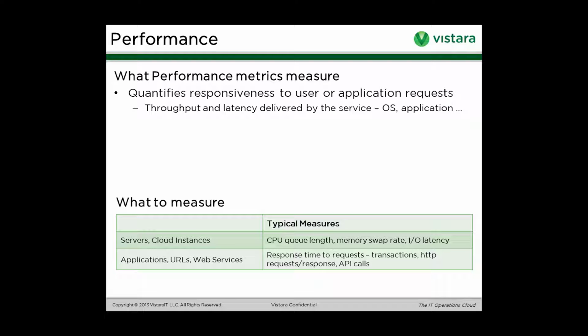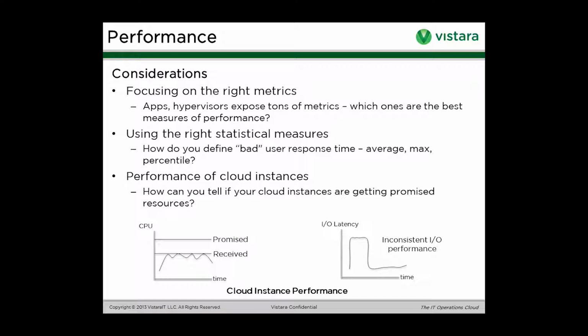So I should point out that it is important to measure performance both at the lower level, such as the server or cloud instance level, as well as the application level, because when it comes down to troubleshooting app performance issues, you need to know what performance each level in the stack is delivering. So they're both equally important, even though the lower level metrics may look a little obscure. It's important to understand what performance you're getting at each level, because they all add up.